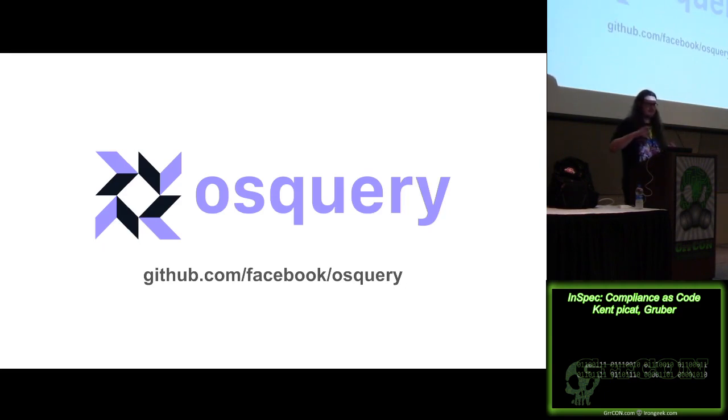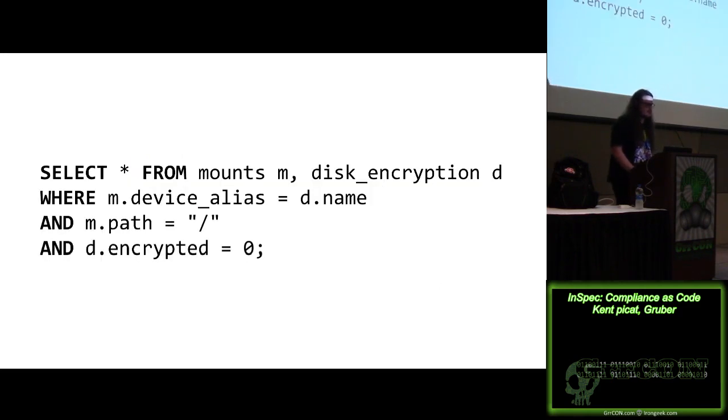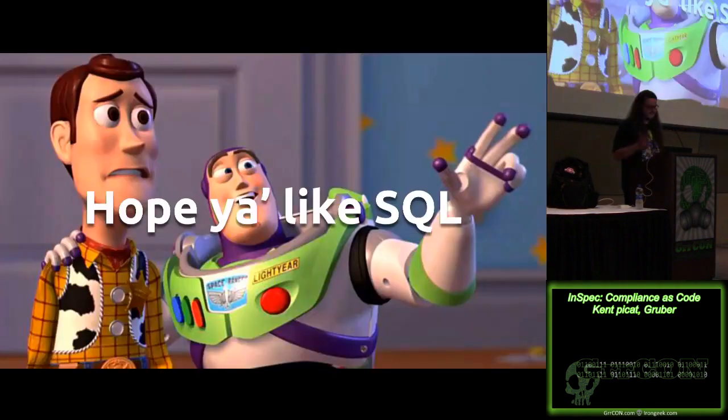If you wanted to have the state of your system and be able to inspect that, it's built by Facebook. This is literally a thing to check: give me all the disks that don't have encryption enabled. So this is not as human readable. I hope you like SQL, if you're doing that. But it's not bad. It's also another way to look at the state of your system.